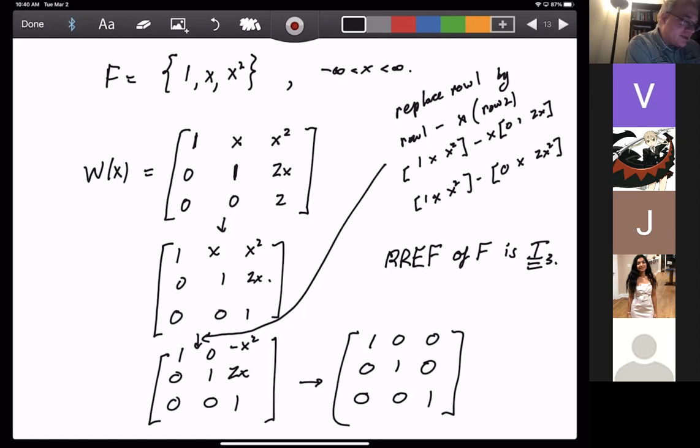And let's think about what happens place by place. So 1 minus 0 becomes the 1 here. X minus x becomes the 0 here. And x squared minus 2x squared becomes minus x squared. So does that make sense, Noah? Okay. And you can play the same game in the third column. The third row there is just 0, 0, 1. So that's essentially set up to make it really easy to make zeros in the entries above by taking combinations of the rows.